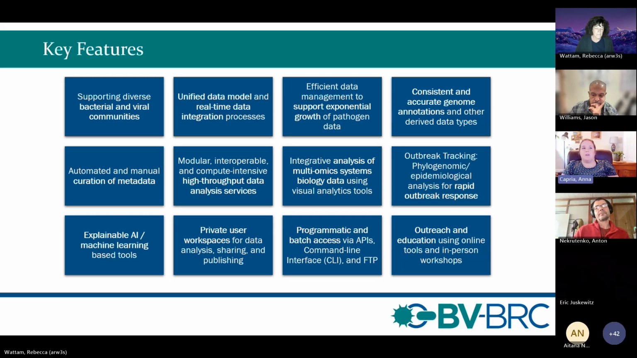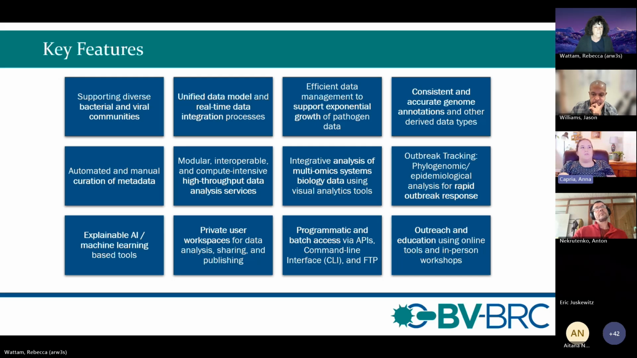And if you're someone that uses high compute resources, we have programmatic and batch access via APIs, the command line interface, and FTP. As data comes into the BVBRC, it's consistently and accurately annotated, and we derive other data types. We have a focus on outbreak tracking and phylogenomic and epidemiological analysis for rapid outbreak responses. We continue to offer outreach and education like this webinar right now.